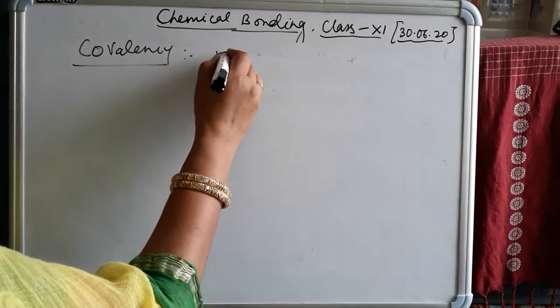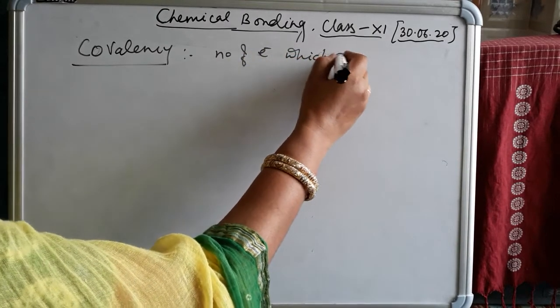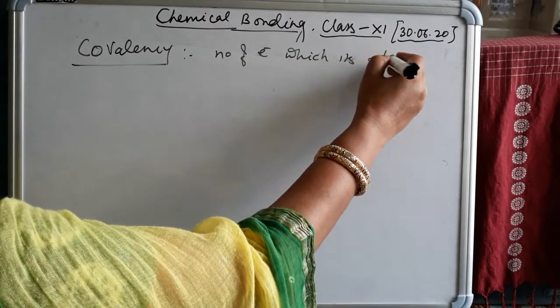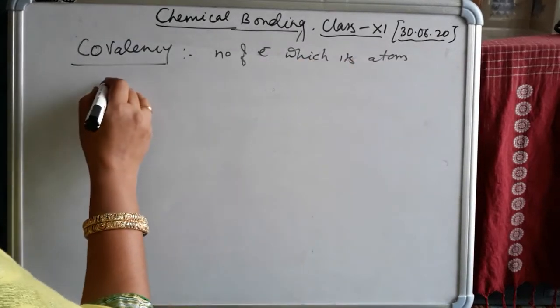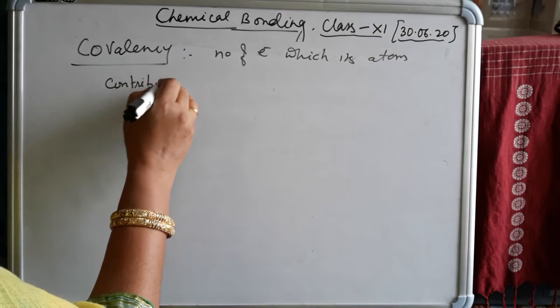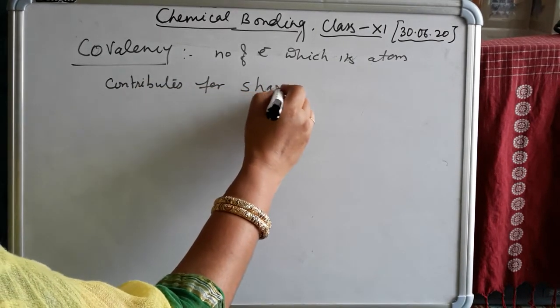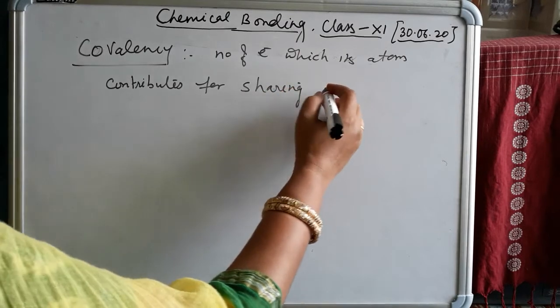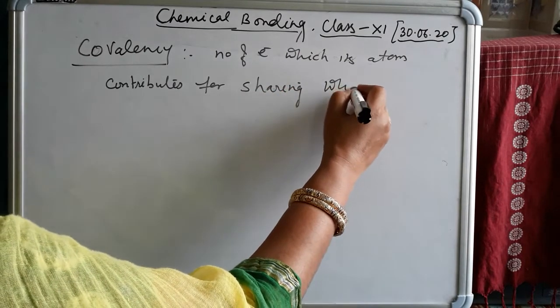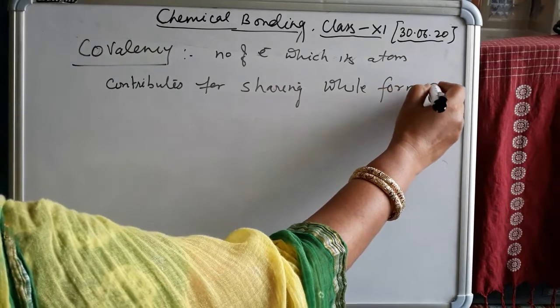Covalency: the number of electrons which an atom contributes for sharing while forming a covalent bond.